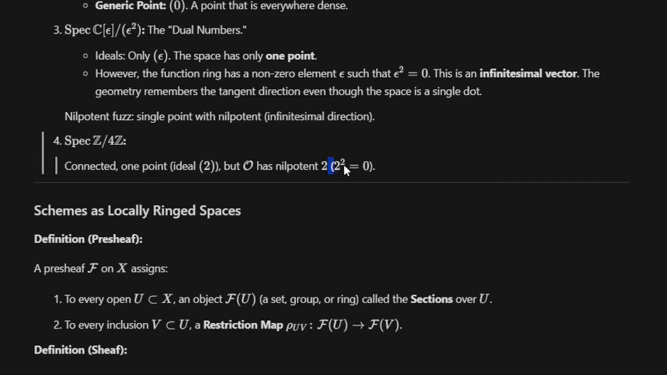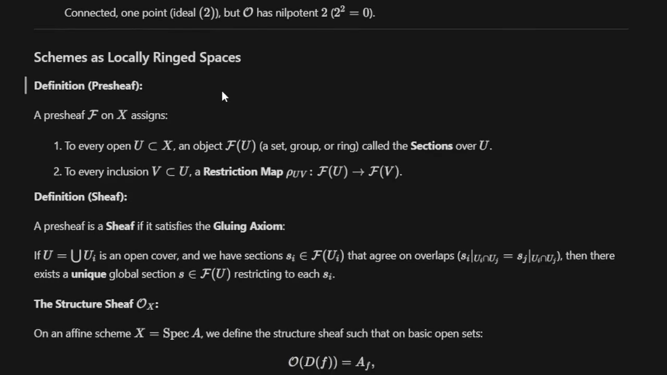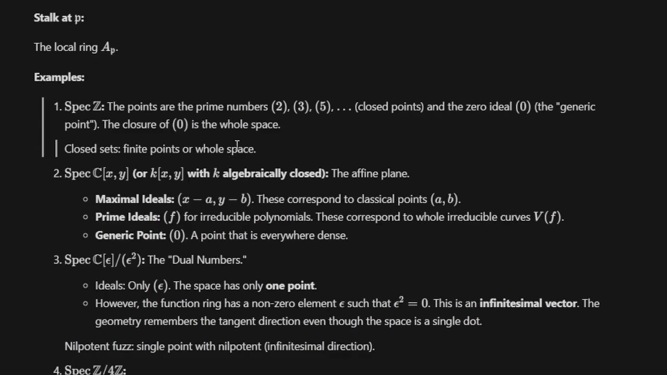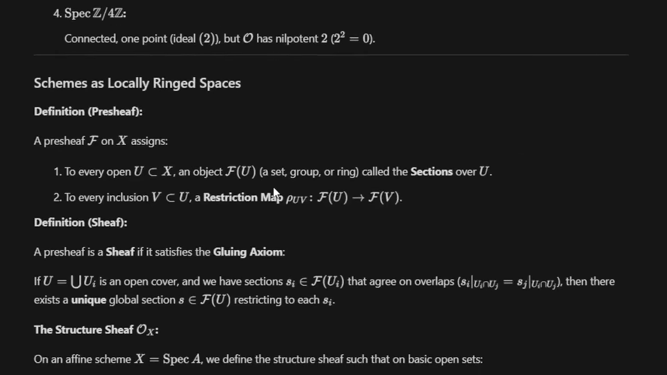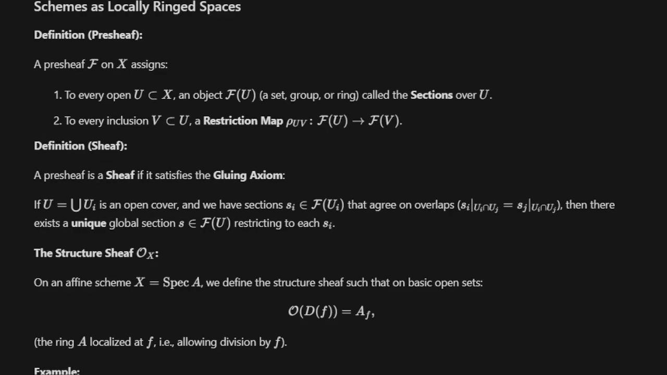Allow us to have a nilpotent part with the square of the ideal equal to 0. But again, it's a connected one-point space. So here are some examples of the Zariski topology that we've defined. Now let's talk about schemes.